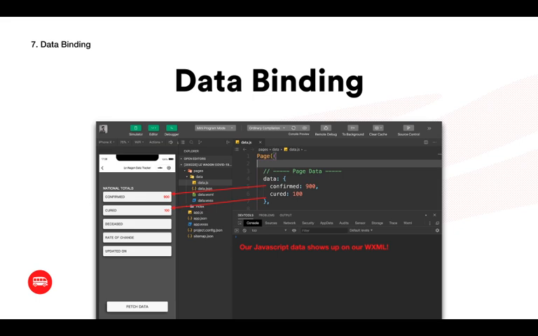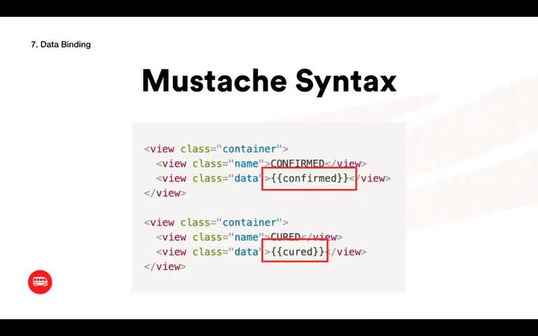The way that we can do that is by placing this data into our page data object. As you can see here in my data, I have confirmed 900, cured 100, and that same information also shows up on my view. We'll give an example of this in just a little bit. But how does this work? It works with what's called mustache syntax.